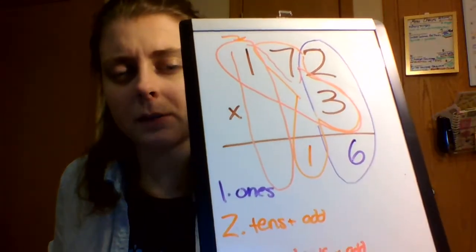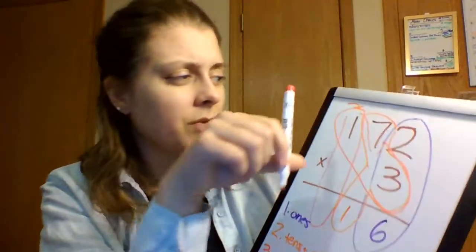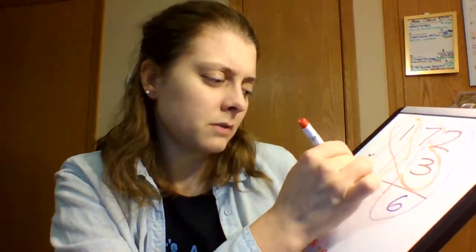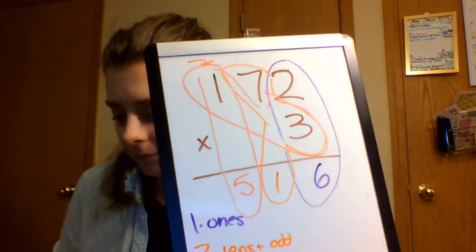So step 3 is going to be 1 times 3, which is 3. Anything times 1 is itself, plus 2. 516.